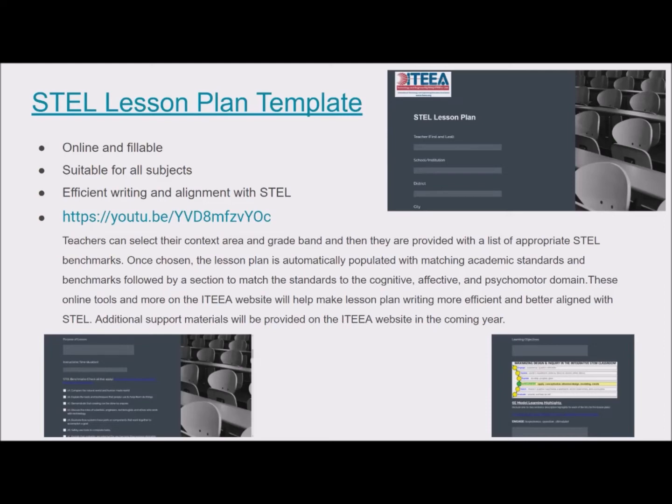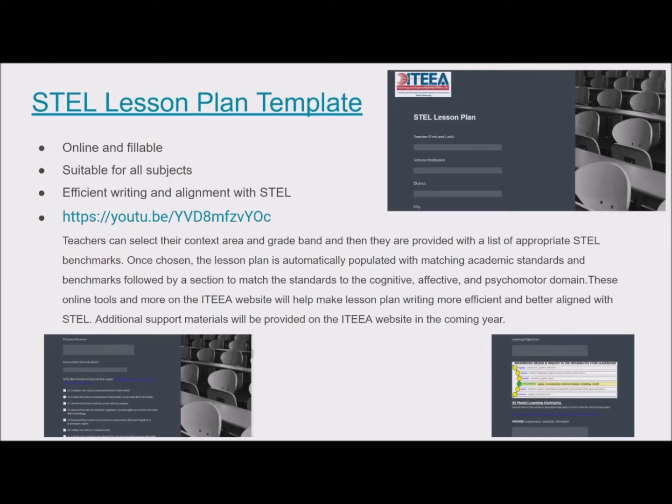When you choose a particular context area within the STEL lesson plan and indicate the grade band, it automatically populates all the other matching academic standards such as NGSS and Common Core ELA and Math, followed by the benchmarks to match the standards for the cognitive, affective, and psychomotor domains.